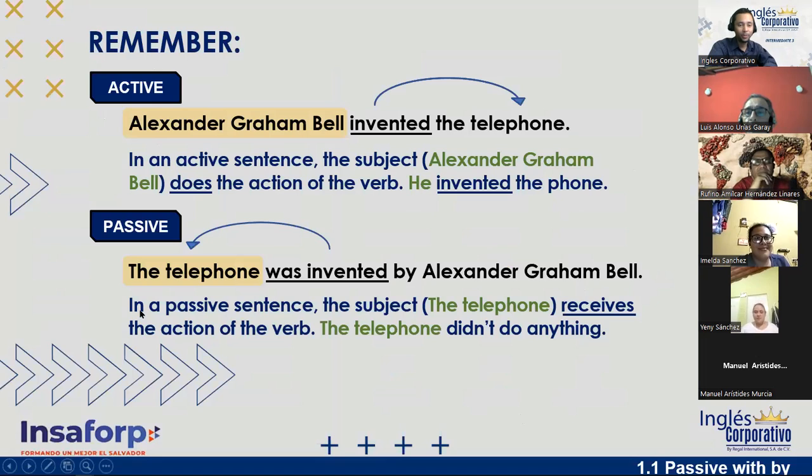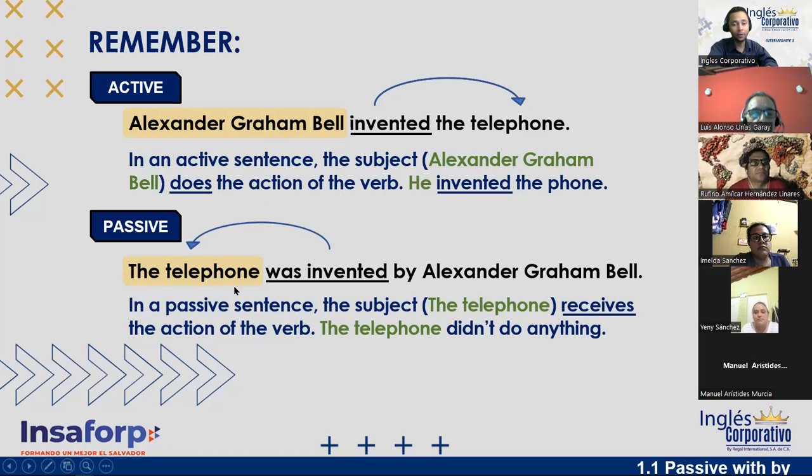Well, let's remember this. We have an active and a passive sentence. This is the same example we studied yesterday. Alexander Graham Bell invented the telephone. So in an active sentence, the subject, in this case Alexander Graham Bell, does the action of the verb. He invented the telephone.